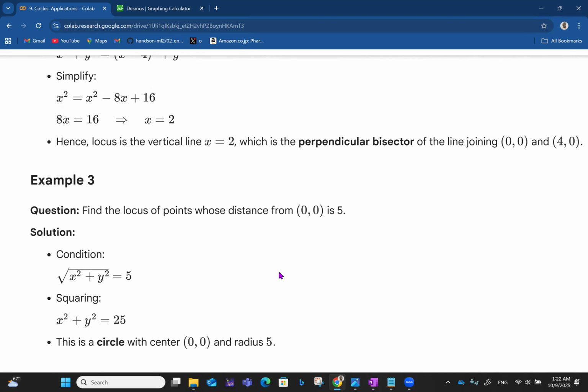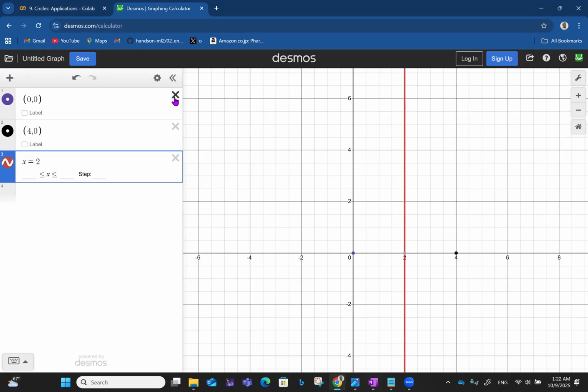So in this case now, the condition is square root of x squared plus y squared equals 5, right? So in that case, squaring, we have x squared plus y squared equals 25. So this is a circle with center 0, comma 0 and radius 5.